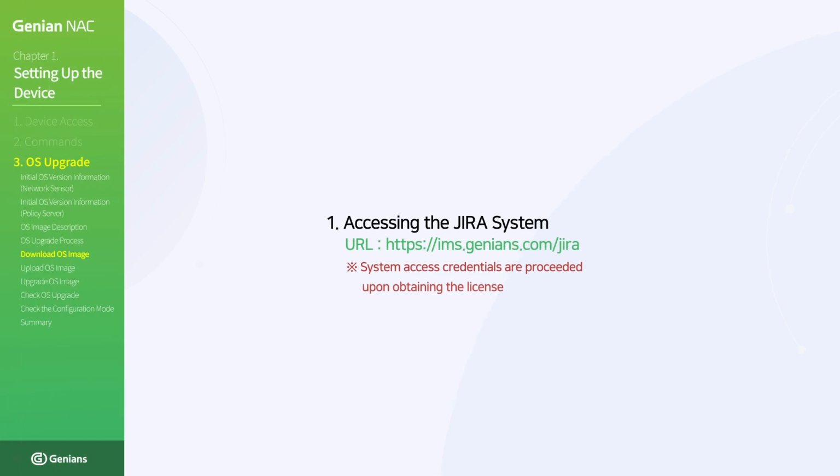Let me explain the first step: downloading the image file. To begin, you need to access the Jira system used by Genian. Open a web browser and navigate to the provided URL. Jira Access. Accessing the Jira system requires an account. Since the trainees do not have an engineer license, as mentioned earlier, please request access from a Genian licensed engineer.